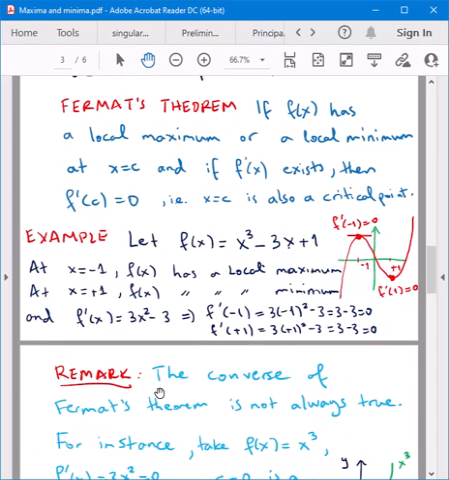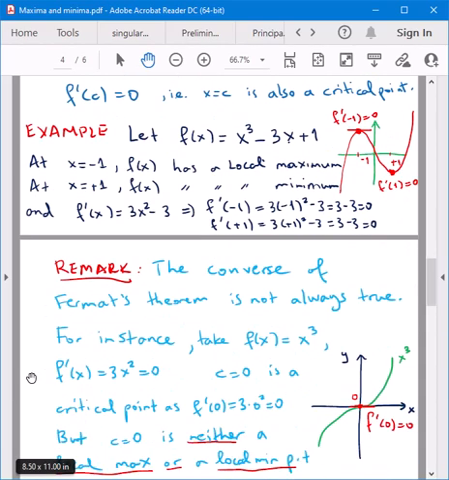Now, there is a remark here. We have to be careful. All local maximums and local minimums are critical points, but not all critical points have to be local maximums and minimums. For instance, take this function x cubed. Take the derivative 3x squared, and set it equal to 0. Then 3x squared equals 0 is only possible for x equals 0, or c equals 0, let's say. At 0, there's a critical point, but look at the graph of x cubed. There is neither a local maximum nor a local minimum. Still, the derivative is 0.